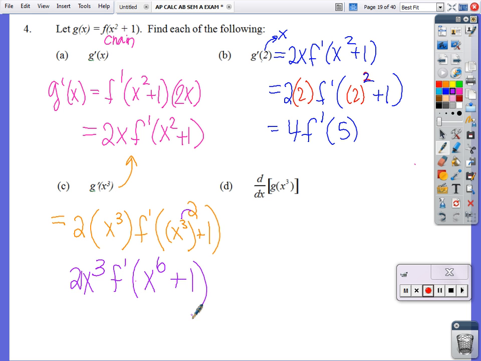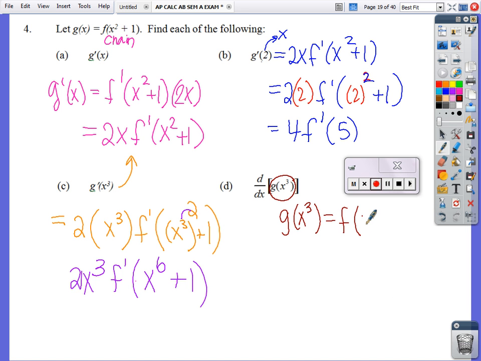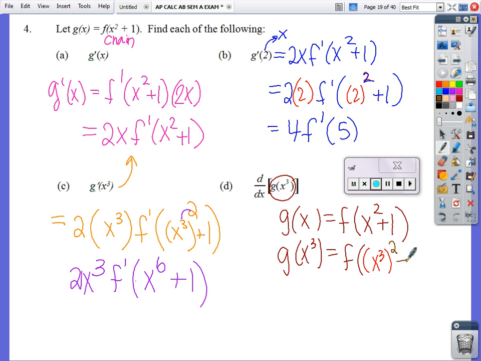So a lot of people got letter D wrong. The tricky thing was, they're asking you to take the derivative after you find g of x cubed. So the difference is I'm not taking the derivative first. g of x was f of x squared plus 1, so I'm going to erase this real quick and put g of x. So g of x cubed would be f of x cubed, whole thing squared, and then plus 1. So I actually get that this becomes f of x to the 6 plus 1.